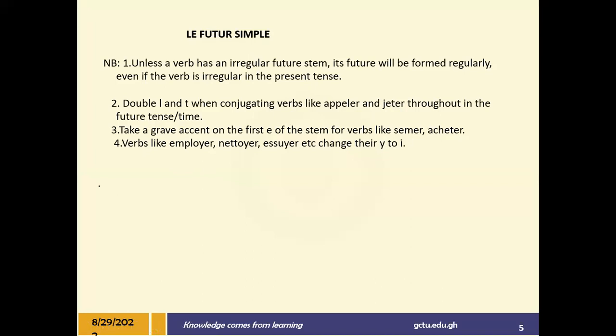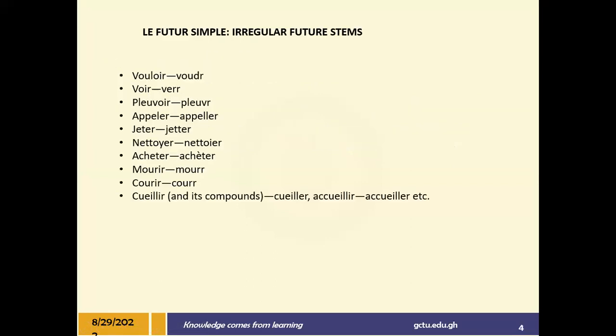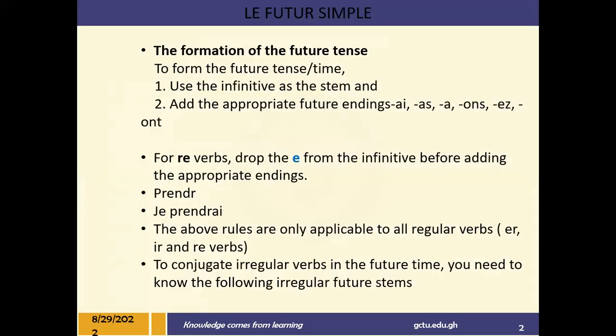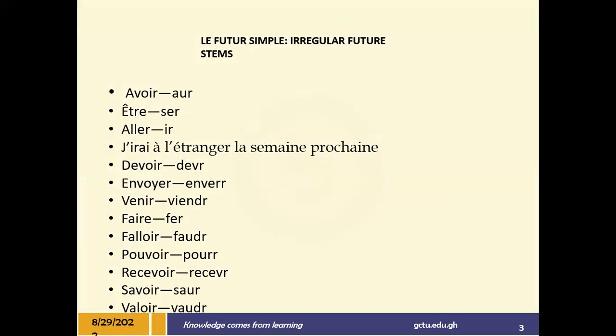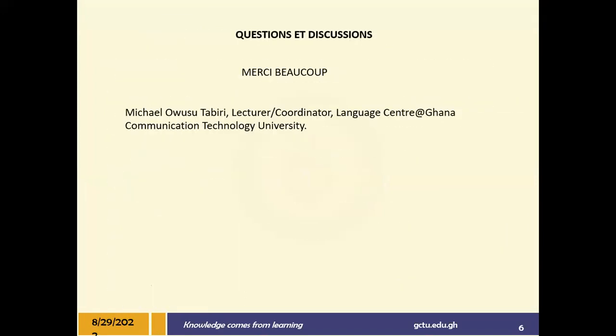And then verbs like employer, nettoyer, essuyer, etc., all the YER verbs, you change the Y to I. C'est ça. Once you're able to get it like this, then you can confidently say that vous pouvez conjuguer tous les verbes au futur simple. Sinon, vous ne pouvez pas conjuguer les verbes au futur simple. You cannot conjugate in the future tense in French unless you take note of all the irregular future stems. And once you get that, any verb that you come across, you should be able to conjugate in future time or tense. Très bien.